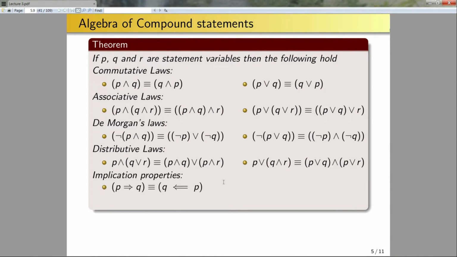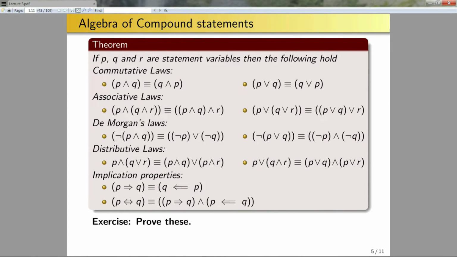Finally, we have some implication properties. Again, we've covered these before. So P implies Q is equivalent to Q is implied by P. And P if and only if Q is equivalent to P implies Q and P is implied by Q. Okay, so what these algebraic statements let me do is dramatically simplify the amount of work that I need to do to prove statements. So that's why I'm really introducing these algebraic properties.